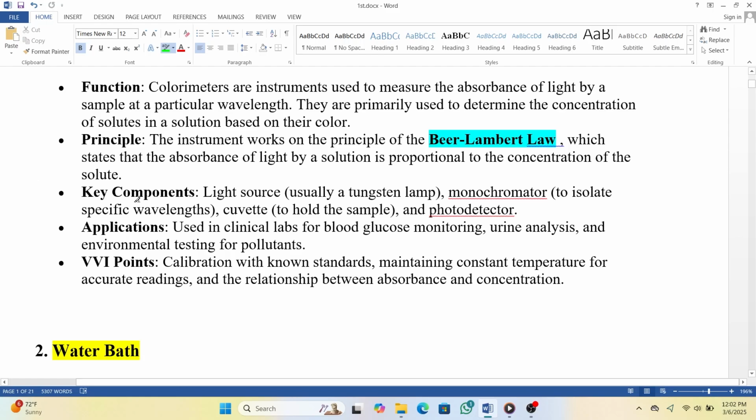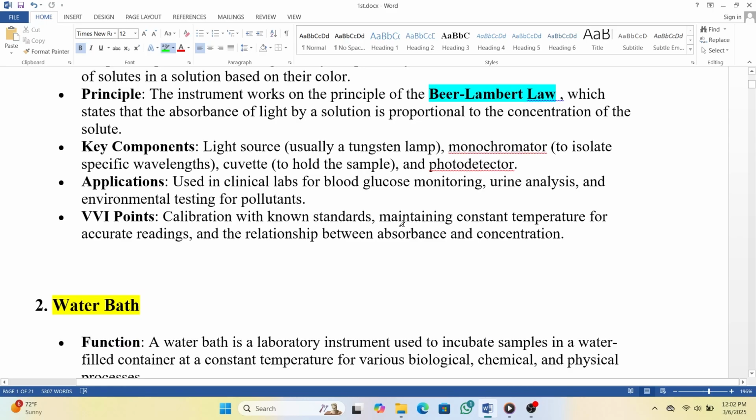Key components: light source, usually a tungsten lamp, monochromator, to isolate specific wavelengths, cuvette, to hold the sample, and photodetector. Applications: used in clinical labs for blood glucose monitoring, urine analysis, and environmental testing for pollutants. VVI points: calibration with known standards, maintaining constant temperature for accurate readings, and the relationship between absorbance and concentration.